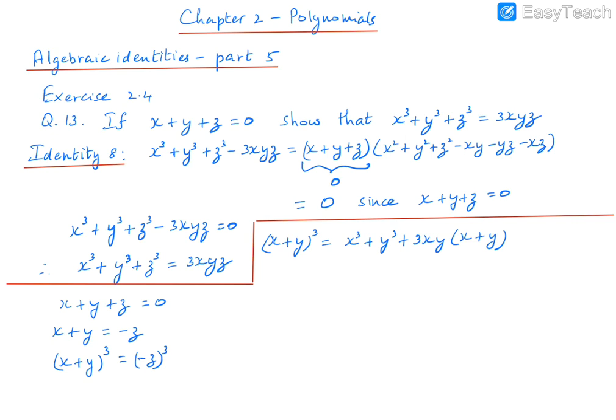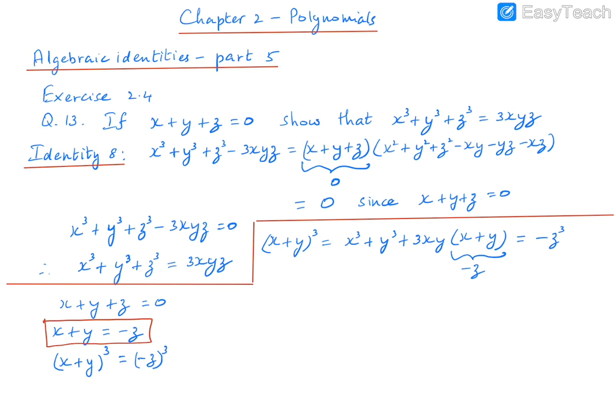By the way, the LHS is x plus y the whole cube, which is given by this expansion of the identity, and that is equal to the right hand side, which is minus z cube. So minus z the whole cube is simply minus z power 3, and now we can use this expression to simplify it. So we can now write x cube plus y cube. Let me write down. Okay, this x plus y is equal to minus z. How? Because we have shown it over here that x plus y is equal to minus z.